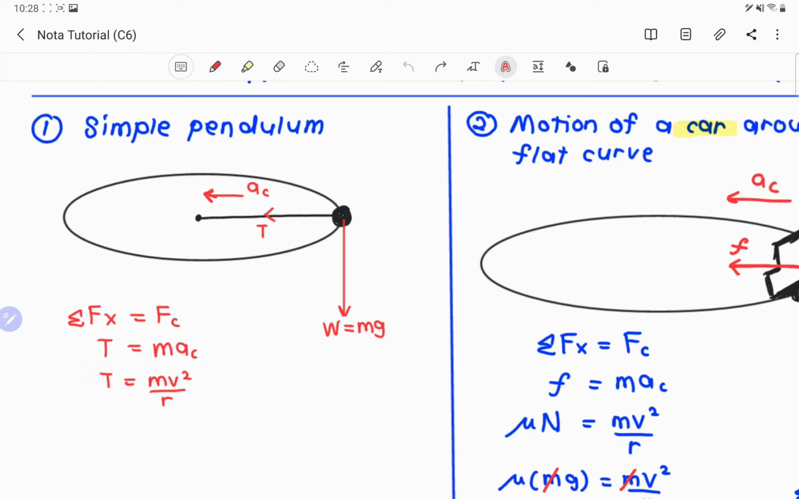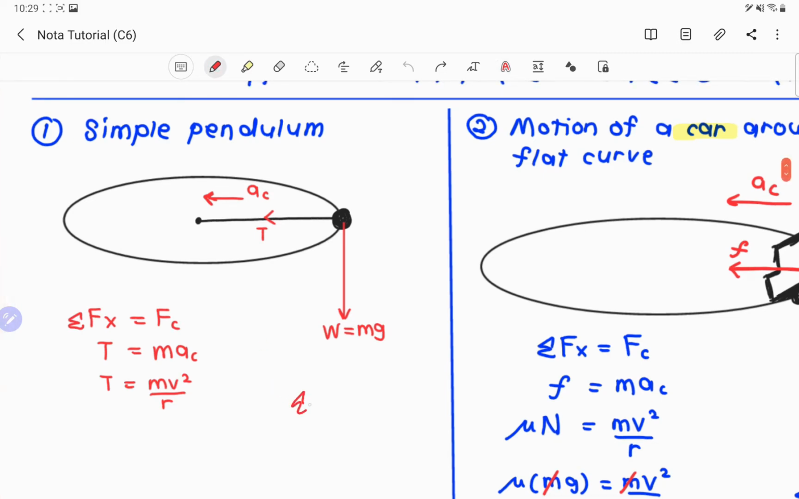Kalau contoh dalam Newton's first law, kita buat summation of F sama dengan kosong. Kalau dalam Newton's second law, summation of F sama dengan MA. But then for centripetal force, kita buat summation of F sama dengan MAC. So this one could be X or Y depending on the orientation of the circular motion. Kalau circular motion tu horizontal, jadi Fx. Kalau circular motion tu vertical, dia jadi Fy.